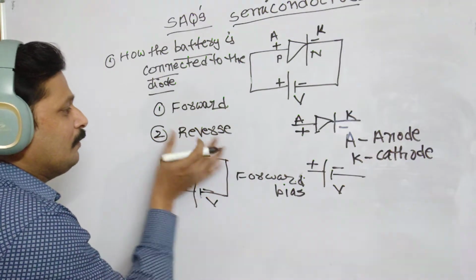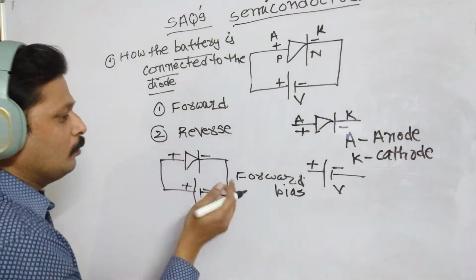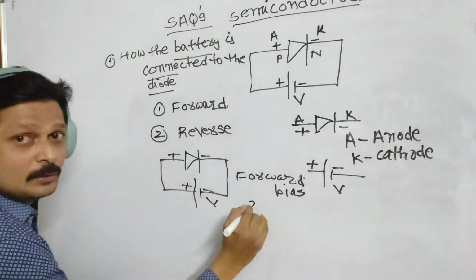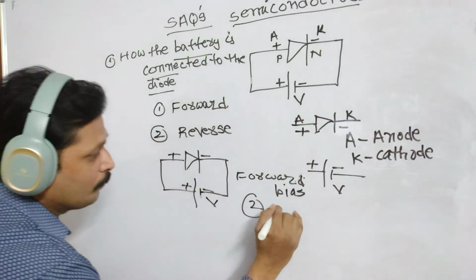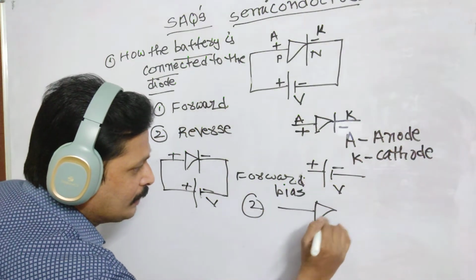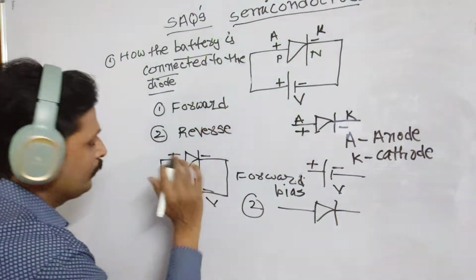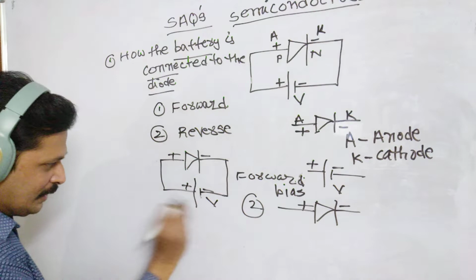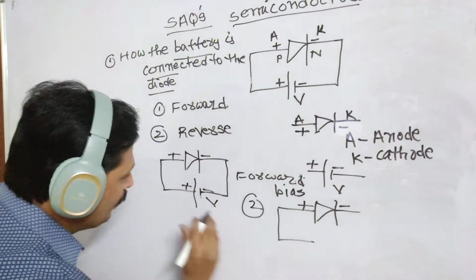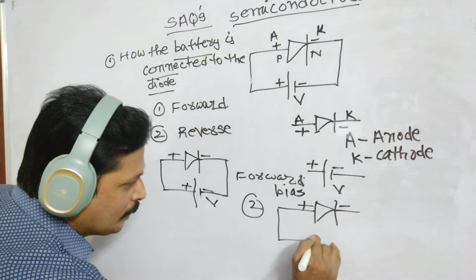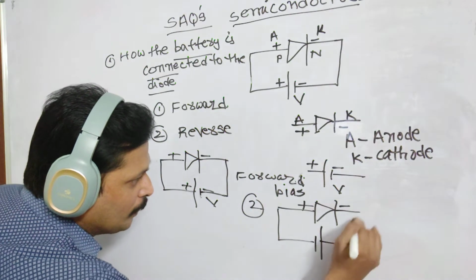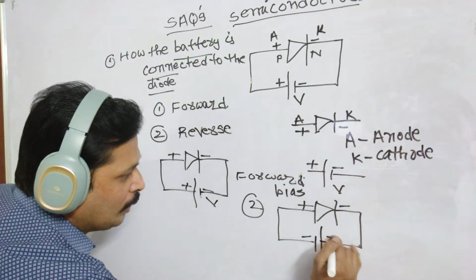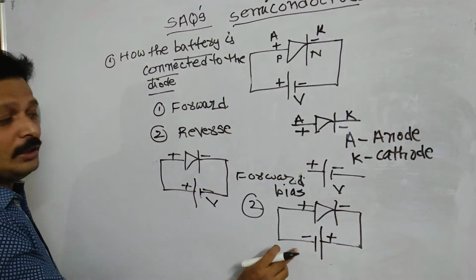The name is clear: reverse, the opposite. What is the second one? Reverse bias. That one I am also showing now. Consider the diode as it is, as I showed earlier, with two terminals, positive and negative. Reverse the battery: positive is replaced by negative and negative is replaced by positive. This kind of connection is called reverse bias.